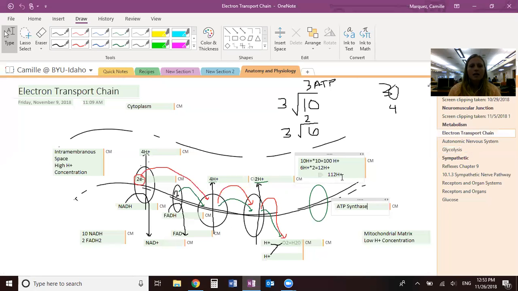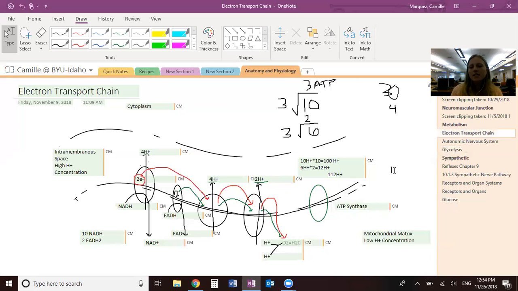The next thing to understand is you have a high concentration of hydrogen in this intermembrane space, and you have a low concentration in the matrix of the mitochondria. So your hydrogens are going to want to go from high to low concentration. And so ATP synthase is a channel that those hydrogens can go through to follow that concentration gradient. So every approximately 3 hydrogens that go through ATP synthase, 1 ATP is made. And so you get approximately 34-ish from this.